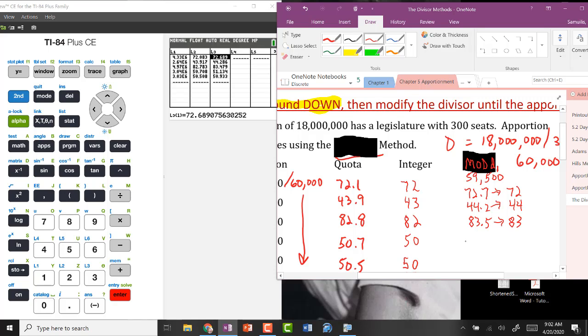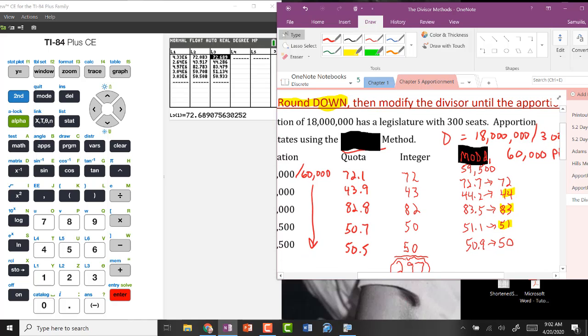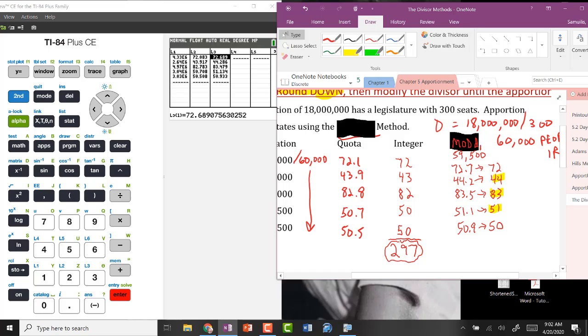And then 51.1, which is 51, another plus 1. And then 50.9, whoo, almost, but not quite. It stays at 50. And I'm going to highlight these were the increases in seats. And when there's an increase of 3, boom shakalaka, that is 300, which is the apportionment that we're looking for.